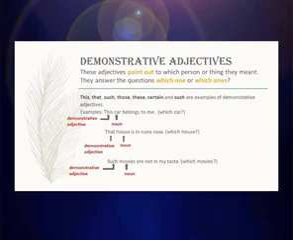For example, this car belongs to me. Which car? This car. This answers my question. So, it becomes a demonstrative adjective which is modifying car, and car is our noun here. Words like this, that, such, those, these, certain, and such are examples of demonstrative adjectives.